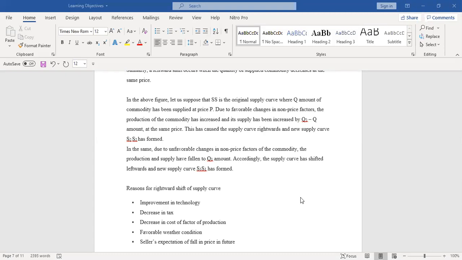All right. Decrease in taxes. Dominique.